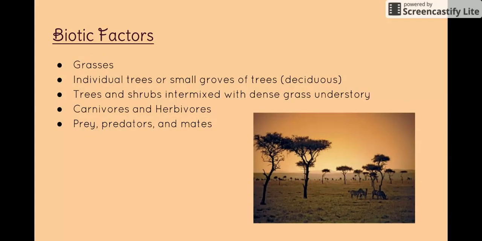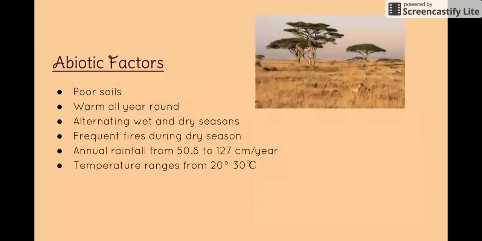So here are some biotic factors of savannas. They have grasses everywhere. It consists of individual trees or small groves of trees, especially deciduous. There are trees and shrubs intermixed with dense grass understory. And the wildlife there consists of carnivores and herbivores together. And there is also an availability of prey, predators, and mates.